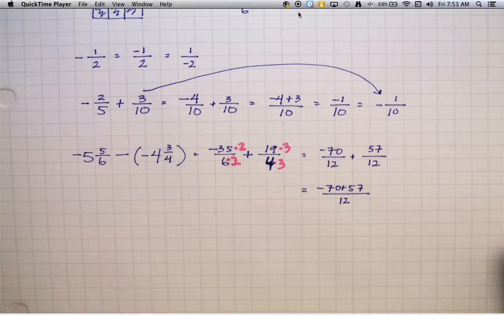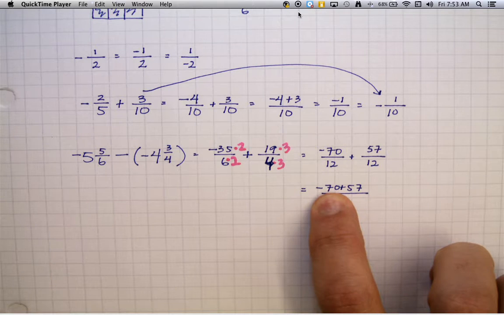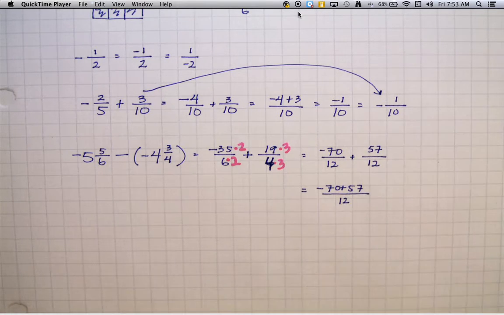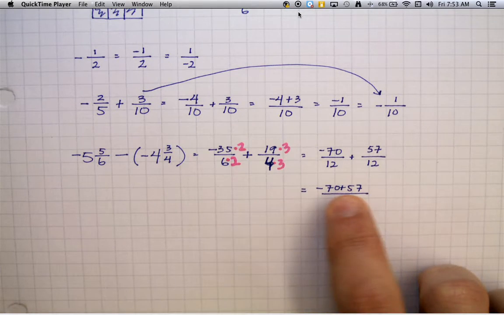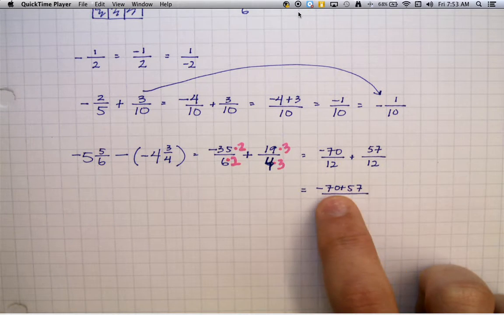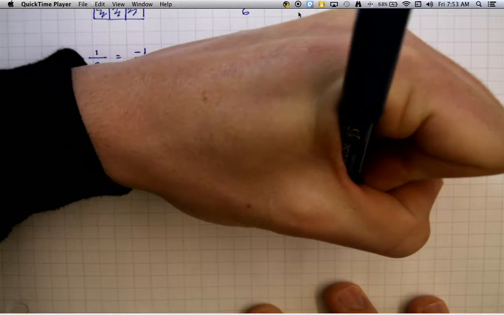Negative 70 plus 57. Well, 57 of these positives will cancel out 57 of those negatives. I'll have no positives left, and I'll have some amount of negatives left. Let's think about that. If I had 60 positives, I'd have 10 negatives. But I have less positives, so I should have more negatives. So I think that that's negative 13/12. You can check me on that.